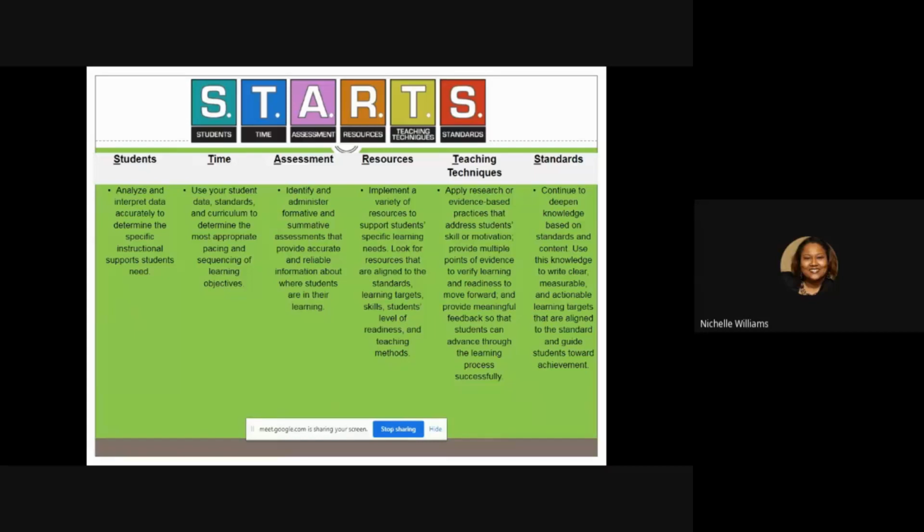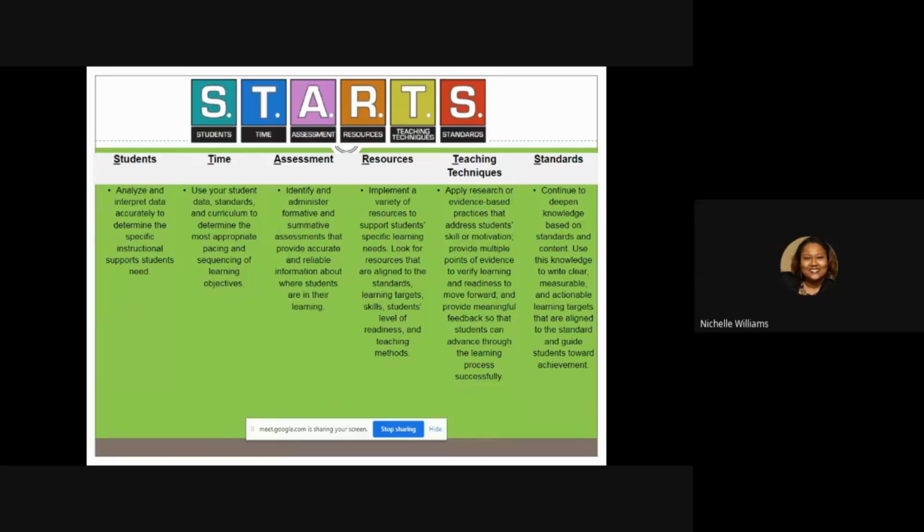You want to make sure that all of the resources that you use are aligned to your learning targets, aligned to your standards, and to the levels that your students need, their levels of readiness and their levels of skills. Then, what are your teaching techniques? What are your strategies that you're going to use in order to deliver the information and provide instruction for your students? You want to make sure that any methods and strategies that you use are evidence-based.